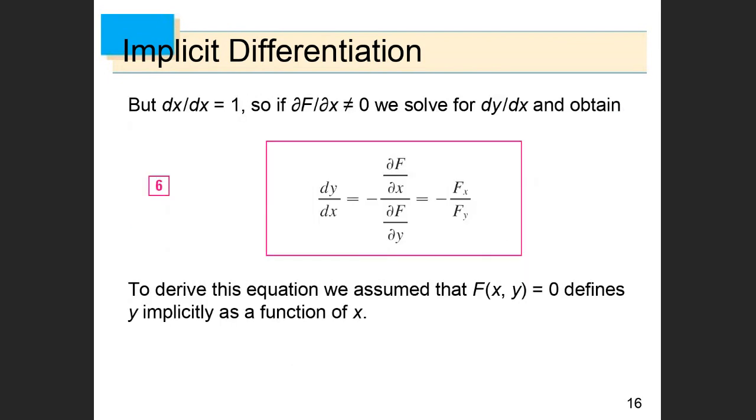So at the end of the day, we can write that differential y over differential x, which is the intention, we need to find this, we can write it as minus differential capital F over differential x over differential capital F over differential y. And if you use the different notation, you can write it as minus the first partial derivative with respect to x over the first partial derivative of capital F with respect to y. So to derive this equation, we assumed that capital F was equal to 0, and it defines y implicitly as a function of x. Okay?